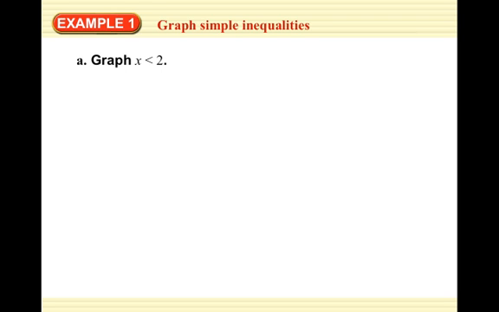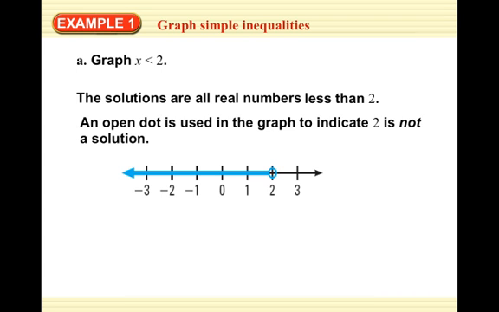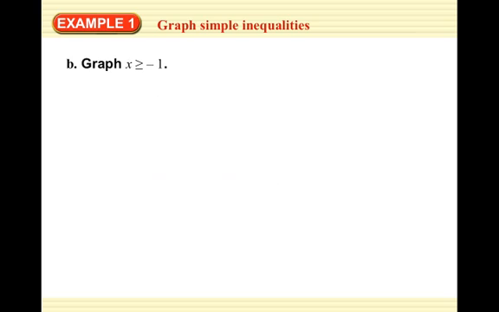So our first task is to graph x < 2. The solutions are all real numbers less than 2. An open dot is used in a graph to indicate that 2 is not a solution. Our solution begins at 2 but does not include 2. So you have an open circle at 2 and then you color in on your number line in the direction where all the values are less than 2. So that would be to the left. So you start with an open circle at 2 and go to the left.